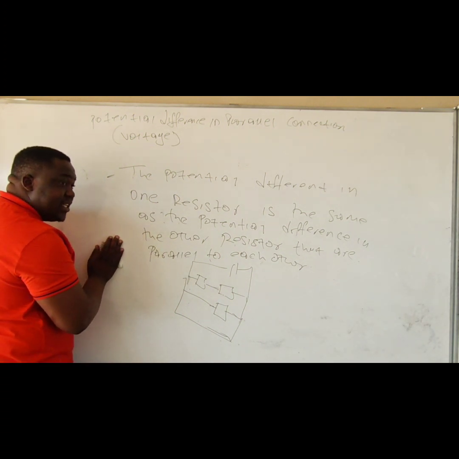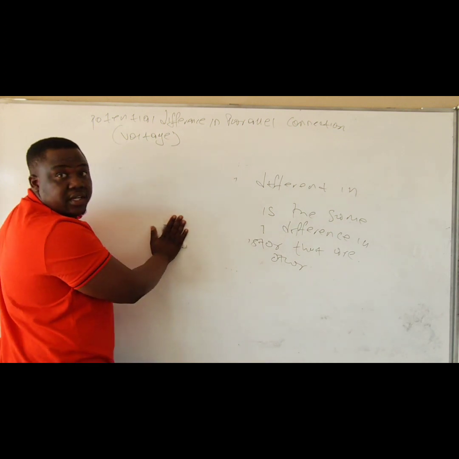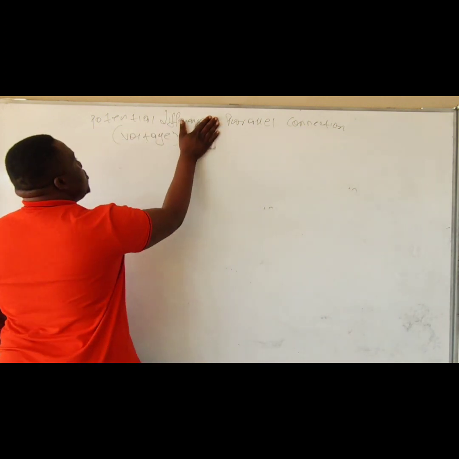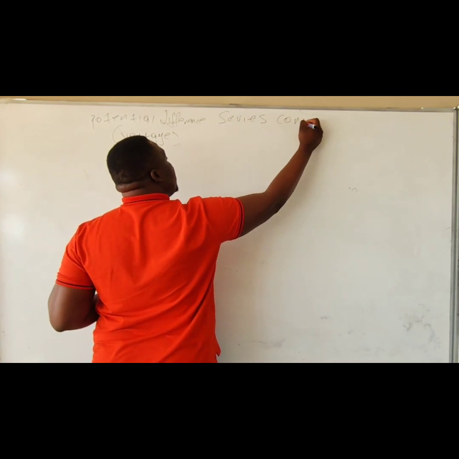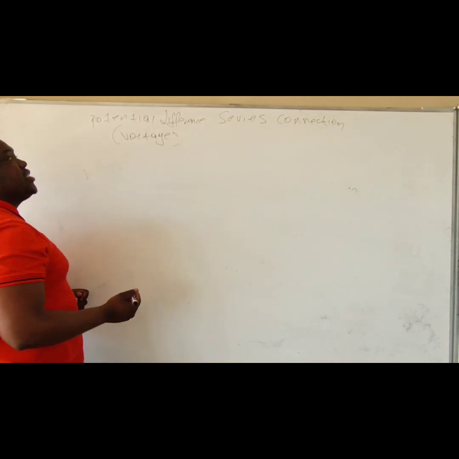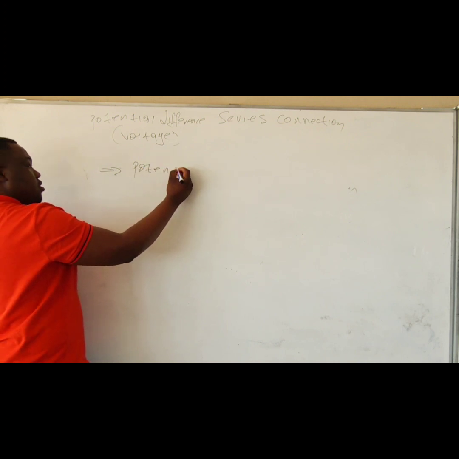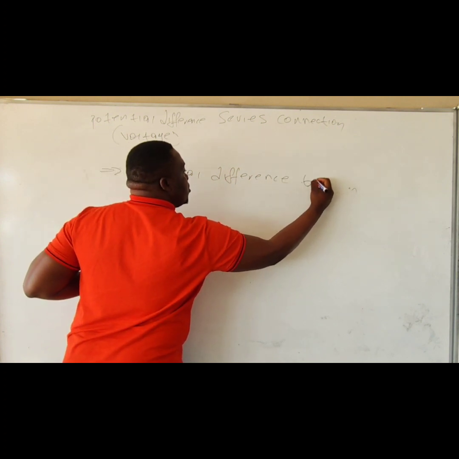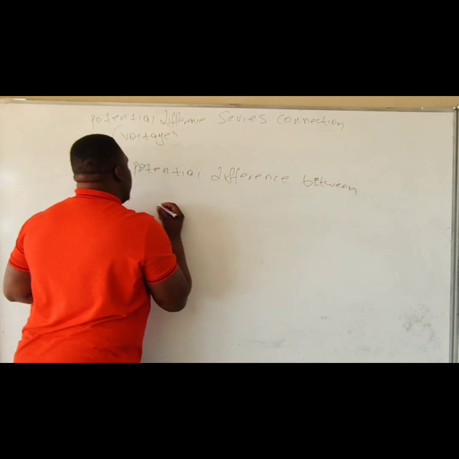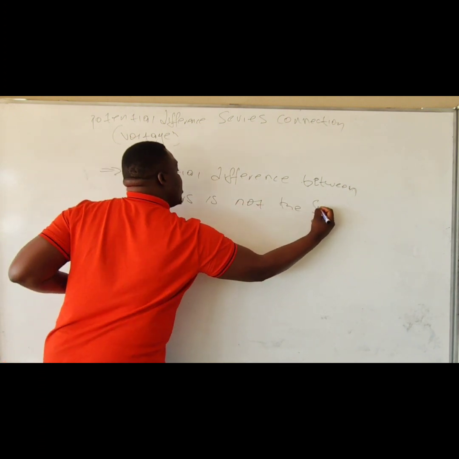Of course, after doing this, I'm going to teach you how to interpret. After interpreting, we can be ready to solve questions. So we need to be able to interpret. You see what is happening with the potential difference? The potential difference is the same between two resistors which are parallel. What about the potential difference in series connection? In series connection, the potential difference is different. The potential difference between resistors is not the same.